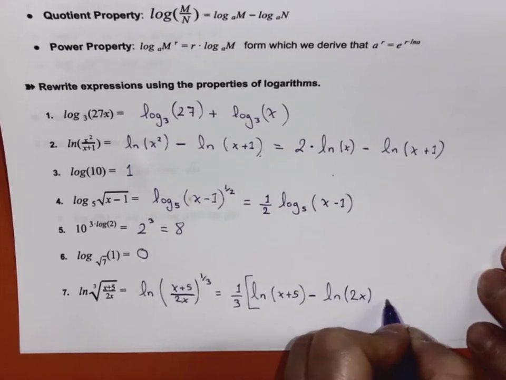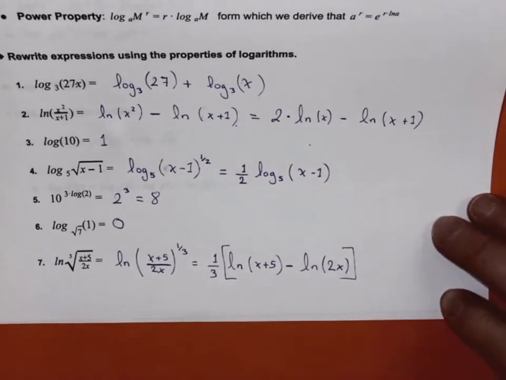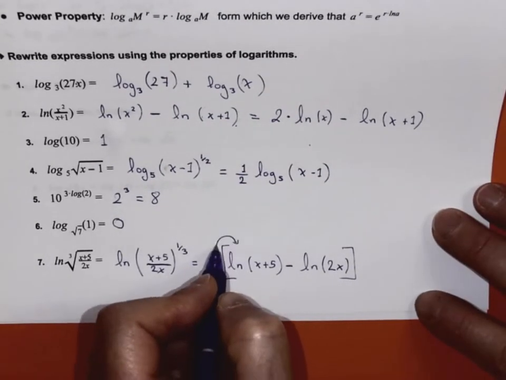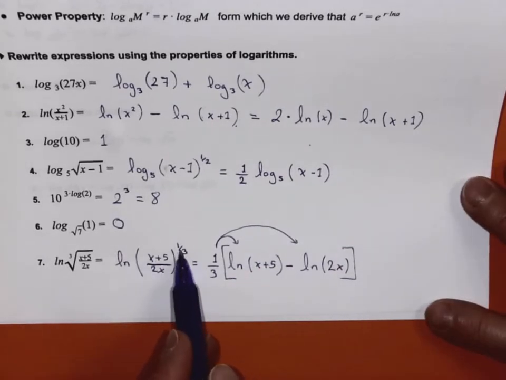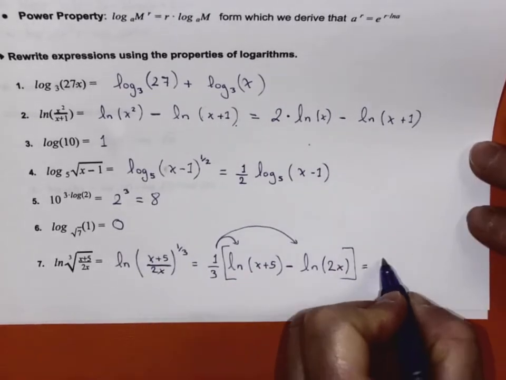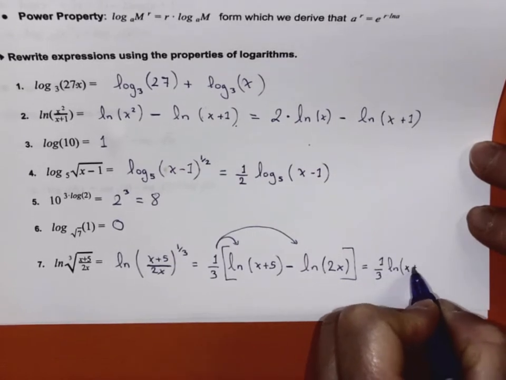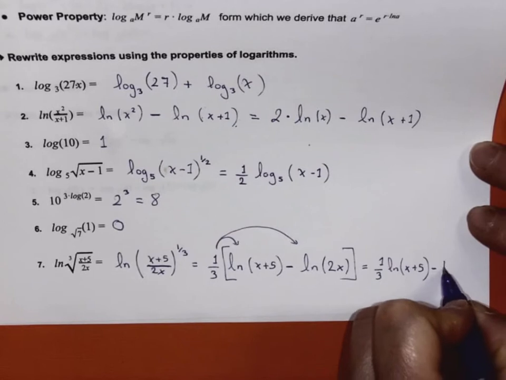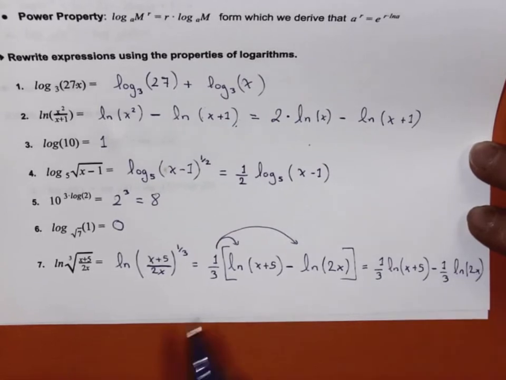And now we remember our goal here is to expand as much as we can. So now we can still distribute this 1/3, right? Because both of those were inside that root. So the answer finally will be 1/3 natural log of (x plus 5) minus 1/3 natural log of 2x. And that's expanded. All right, we're getting there, we're getting there.